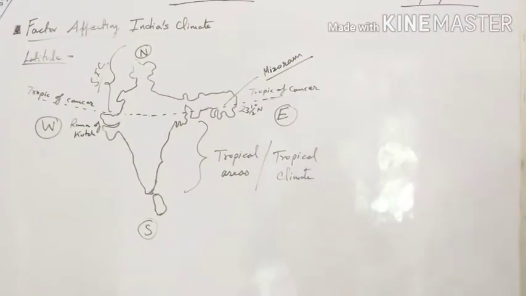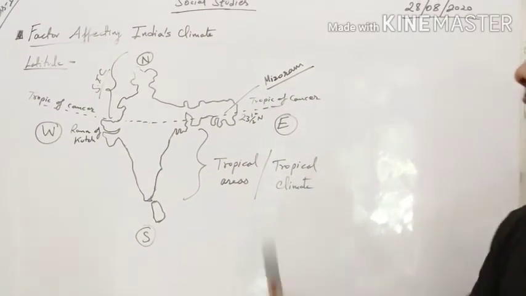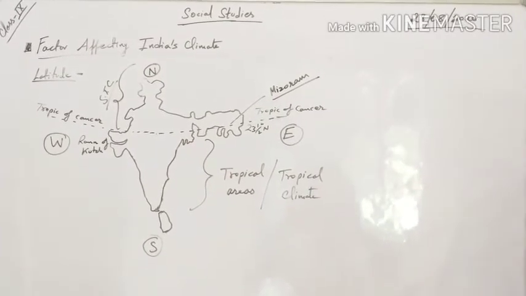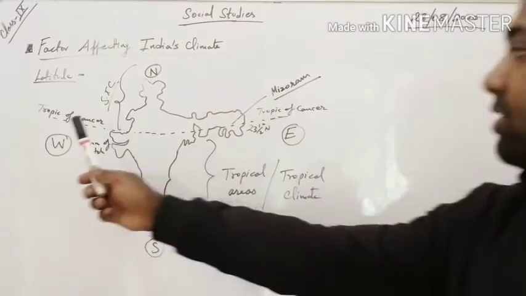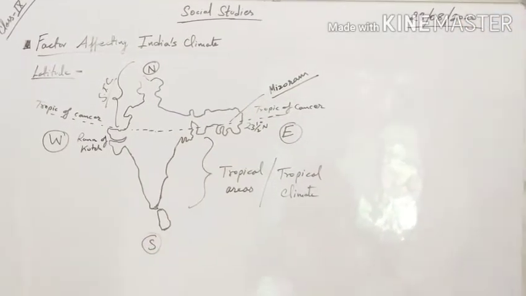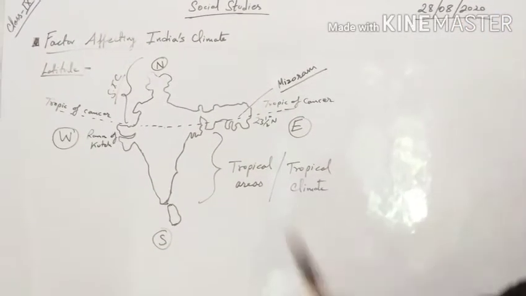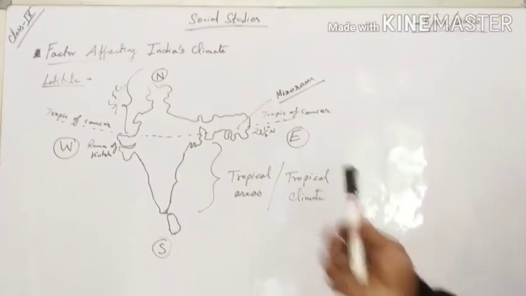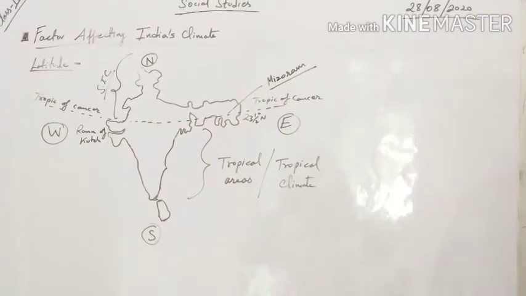Now let us understand about India's climate. Factors affecting India's climate. Firstly, let us discuss with the help of latitude. The Tropic of Cancer passes through the middle of our country. That means it has divided our country into two zones, and accordingly the temperature and the climate are also different in this region.